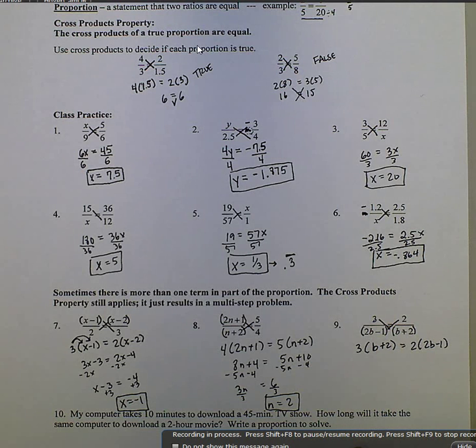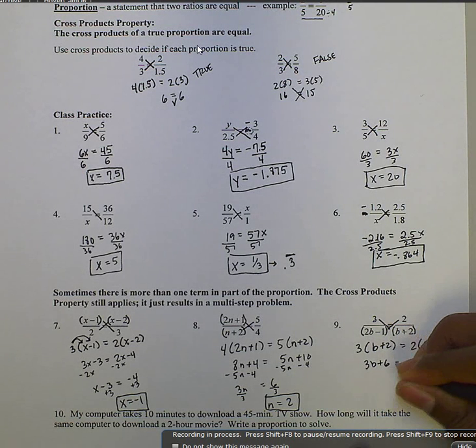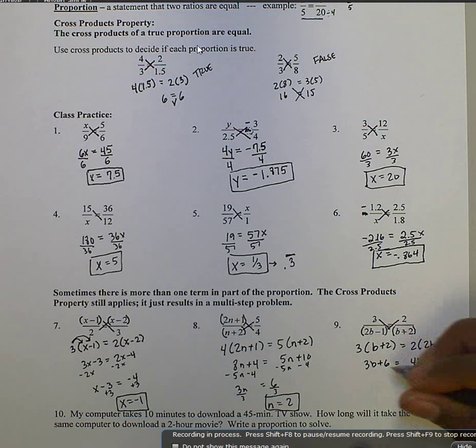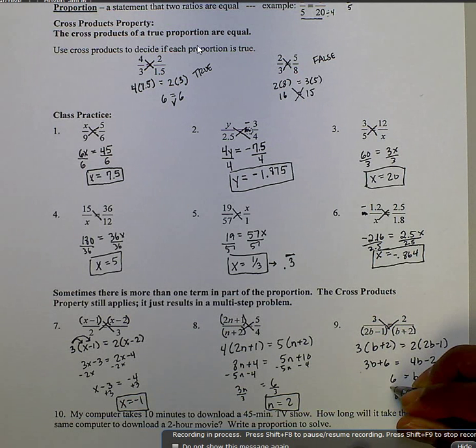Okay, and so now I'm going to distribute: 3b + 6 = 4b - 2. Subtract 3b from both sides, and so I get b - 2 = 6. Add 2 to both sides, and when I do that, I'll get 8 = b, or b = 8.